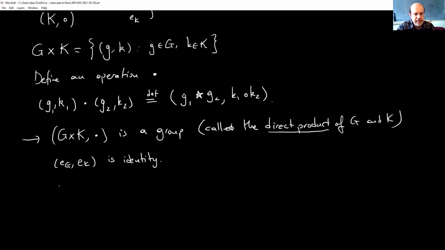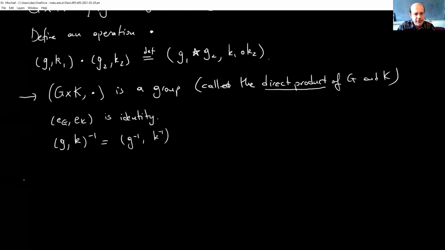If I have an element like GK, then the inverse of that element is basically the tuple formed from the inverses. And there's another thing in here. I think I don't need to talk too much about this. This is obviously a group, so I'm not going to say much, but there's one note in here. So just note.